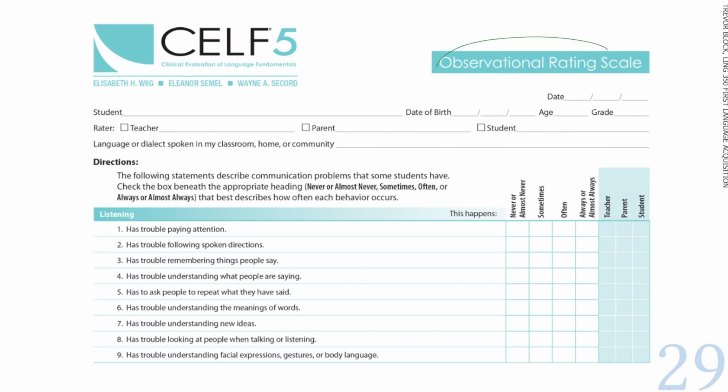So one thing is an observational rating scale. We know that DLD does have some behavioral related indicators. So we can take a look at it in terms of the behaviors that are related to language. So you might have different things like with listening. Maybe they have trouble paying attention or following directions or remembering things people say. And they can say, well, it's okay. Remembering things people say sometimes. Okay. They never follow spoken directions. Okay. And maybe one of these is done by a teacher, one of these is done by a parent. So it's just a very straightforward checklist here of different issues they could have. And if they're saying never or almost never or sometimes on a lot of these, then maybe that's a good indicator.